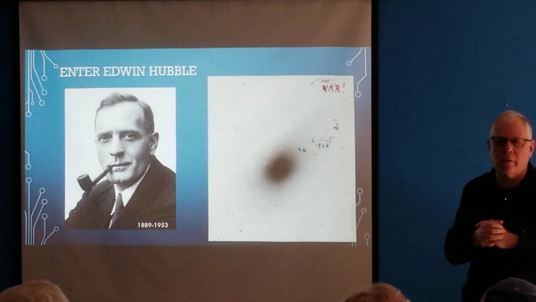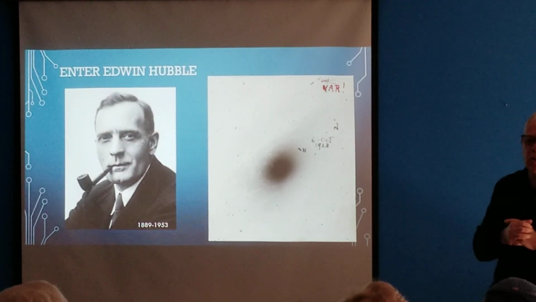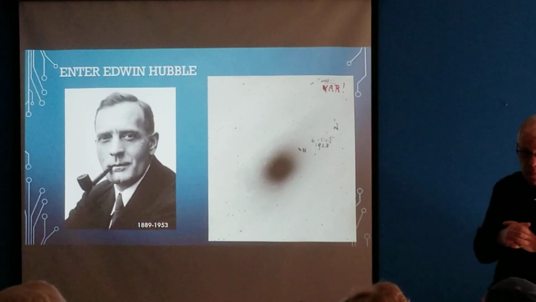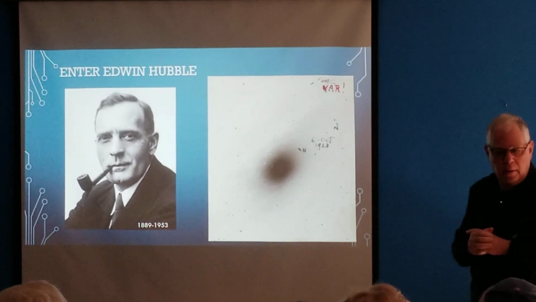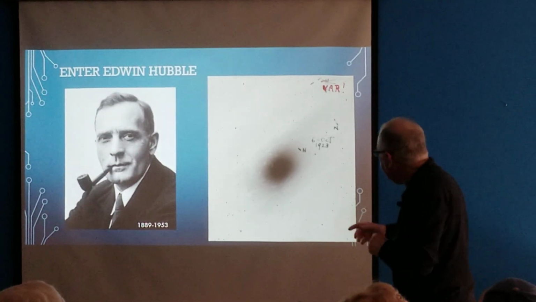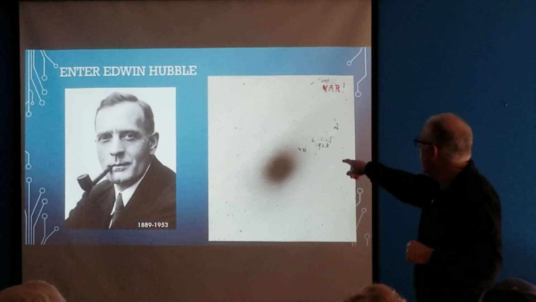And astronomers typically work from negatives. Why? Because it's easier to see a black dot on a white background than a white dot on a black background. This is the core of the Andromeda Galaxy.